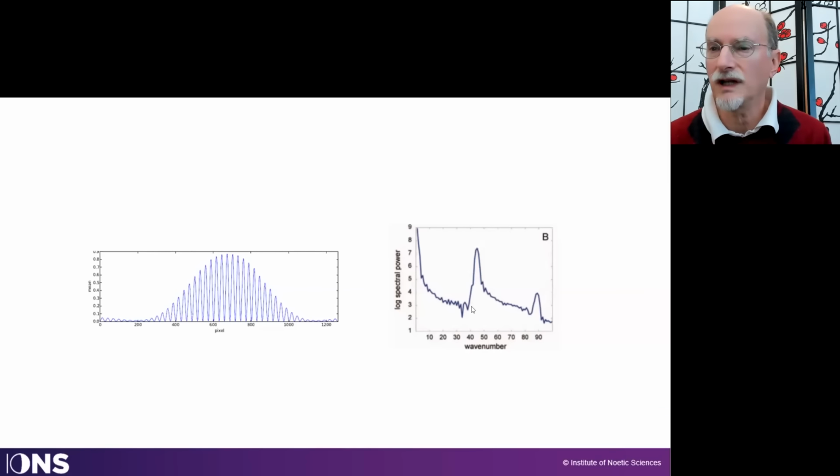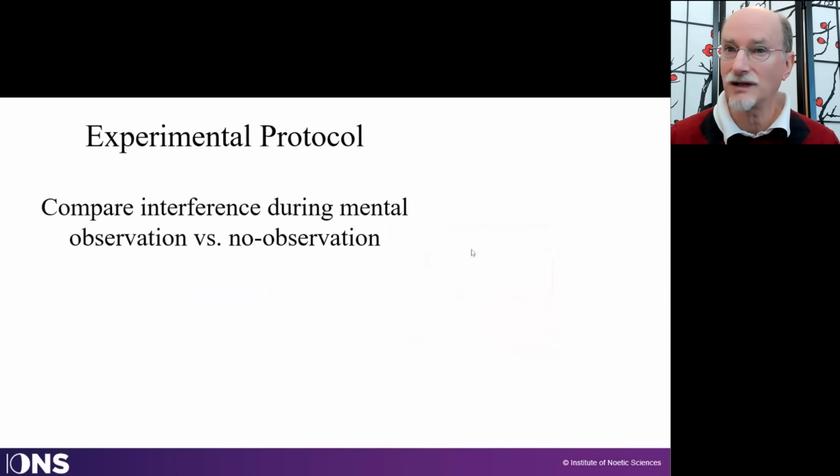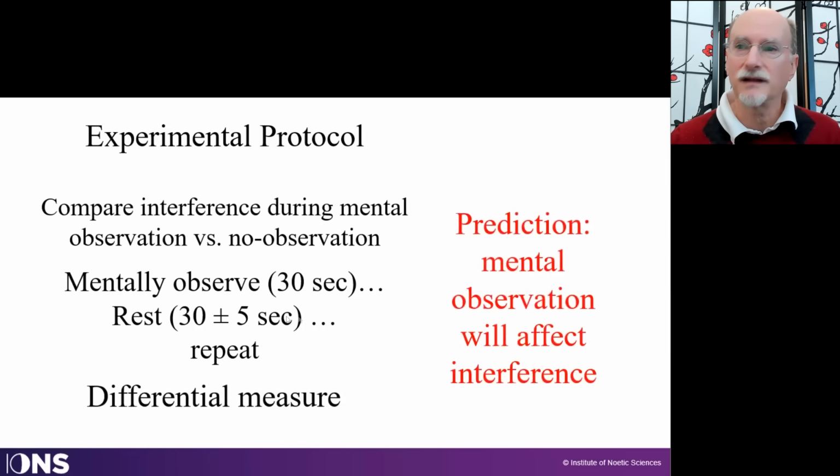So the measurement that we're taking in this experiment is to look at how this second peak changes. Because if observation is causing this shape to change, then that peak is going to go up or down. So we're looking for changes in that peak. The experimental protocol is very simple: compare the interference pattern according to that peak during mental observation versus no observation. Observe for around 30 seconds, rest for 30 seconds plus a little bit of additional random time, and repeat. This is a differential measure looking for, does mental observation affect interference at all?